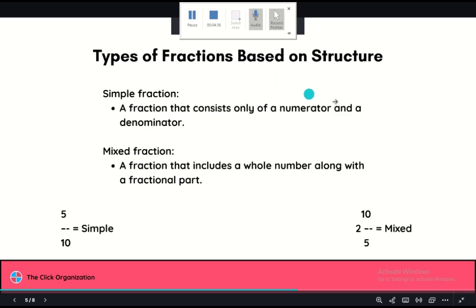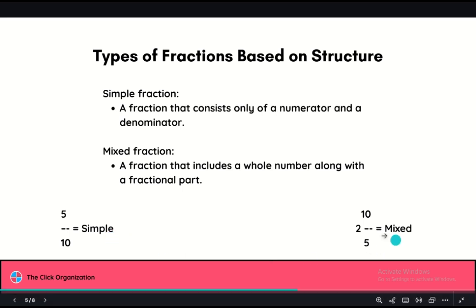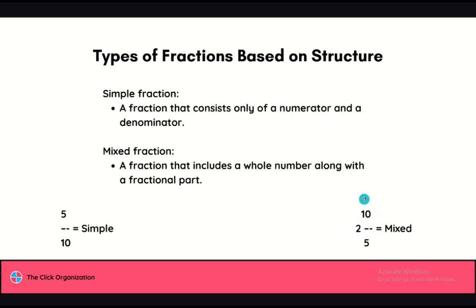Okay, so we have types of fractions based on structure. There are 2 types again: simple fraction and mixed fraction. A simple fraction is a fraction that consists only of a numerator and a denominator. So it only has those 2 parts. But a mixed fraction has a 3rd part, which is a whole number alongside those 2 parts. So with these examples, you will understand: 5/10 is a simple fraction, and this one is a mixed fraction as it has a whole number alongside these two as well. And yeah, these are types of fractions based on structure.